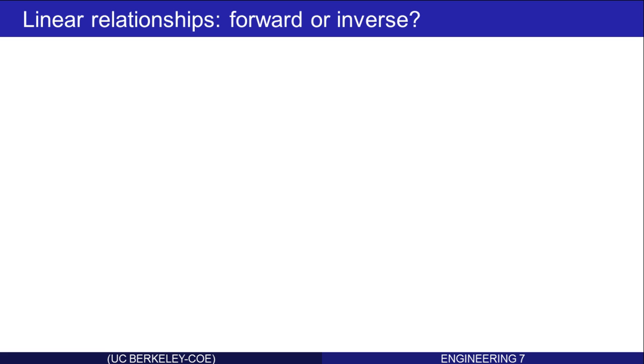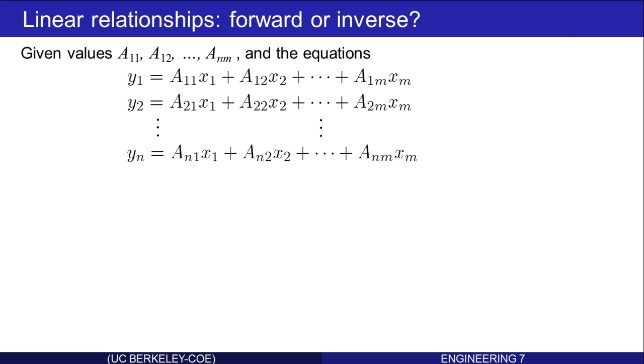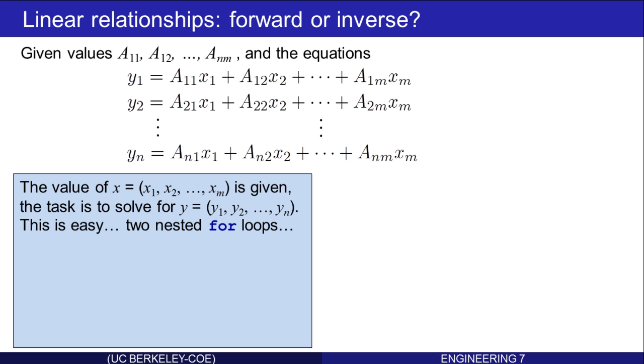To this point, we've seen some examples of equations that look like this. The values of a are given, and linear functions of the x's are related to the y's. In the diet problem that we described, the value of x was given, and the task was to solve for the y's. Well, that's very easy.